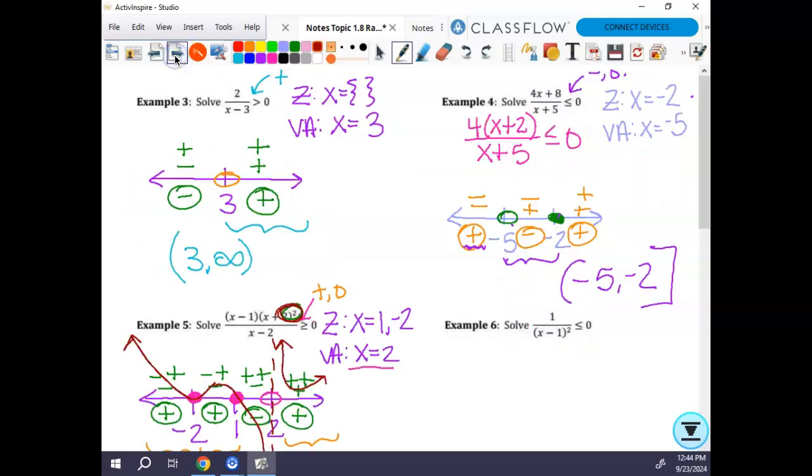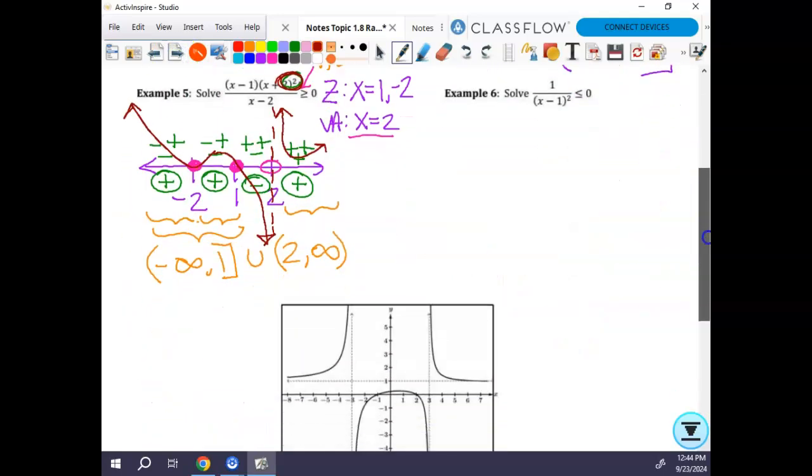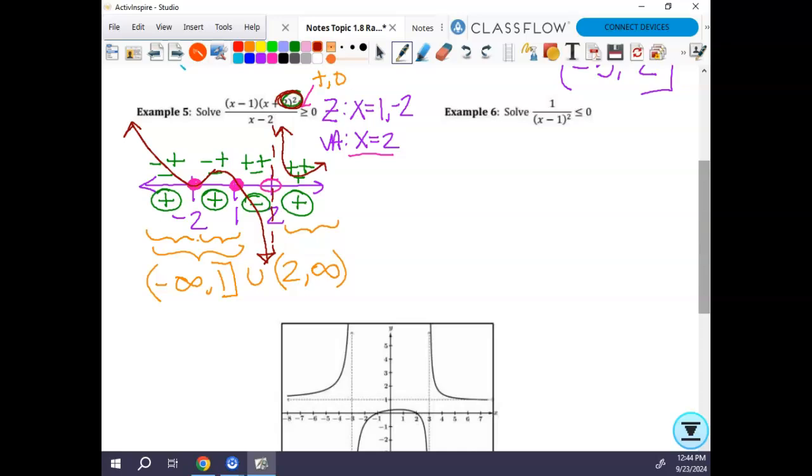All right. Let's do this last one together. Zeros. What are my zeros? None. Empty set, right? Vertical asymptotes. I've got one at x equals what? 1. Make my number line. I've only got one thing on it. That's a 1. Is the 1 open or closed? Open, because it's a vertical asymptote.